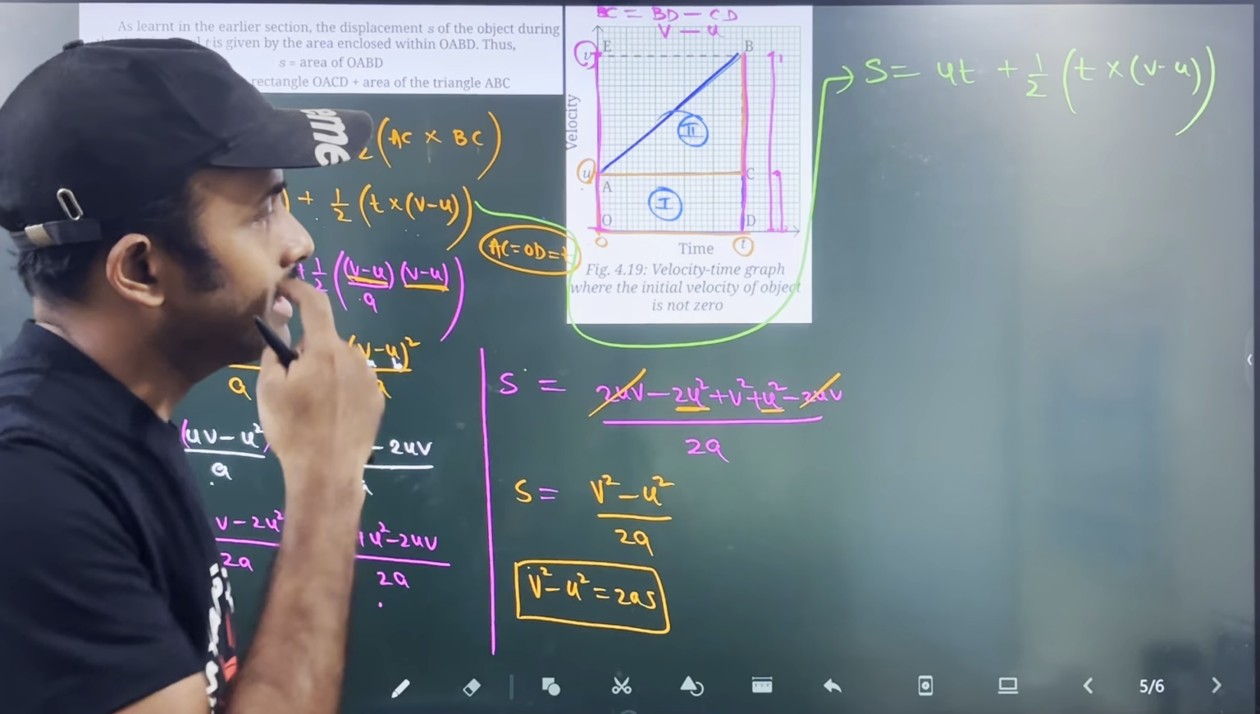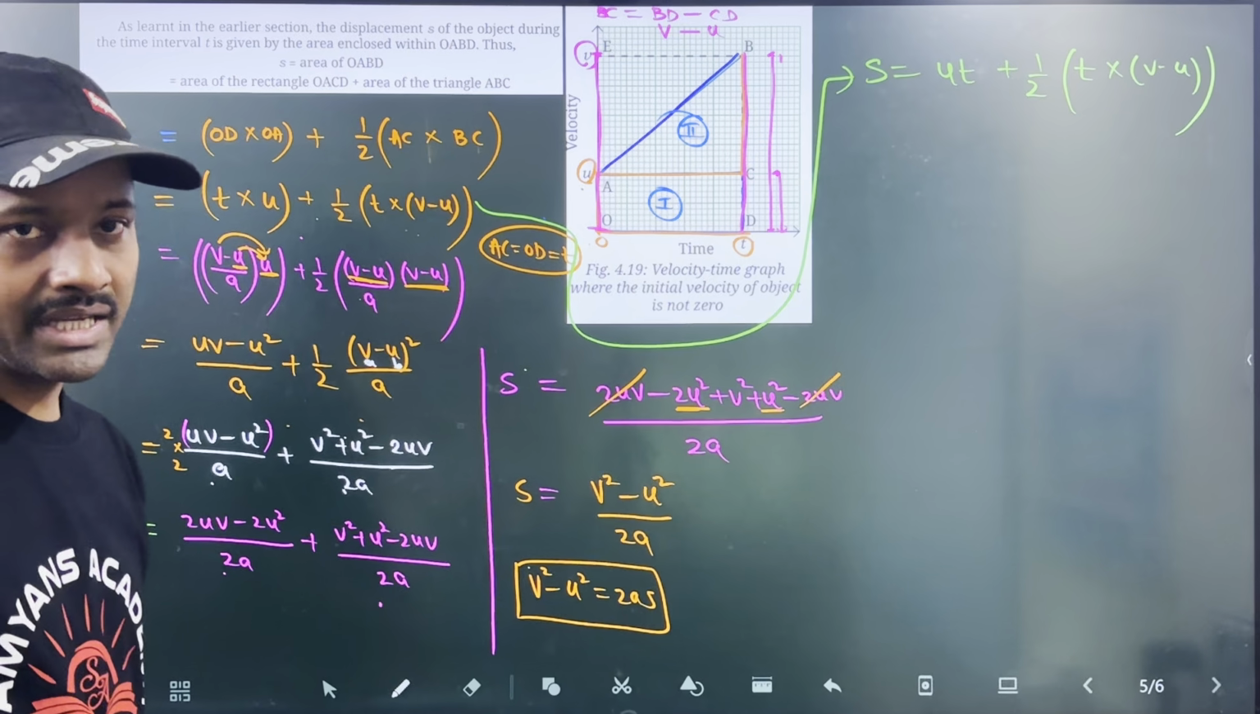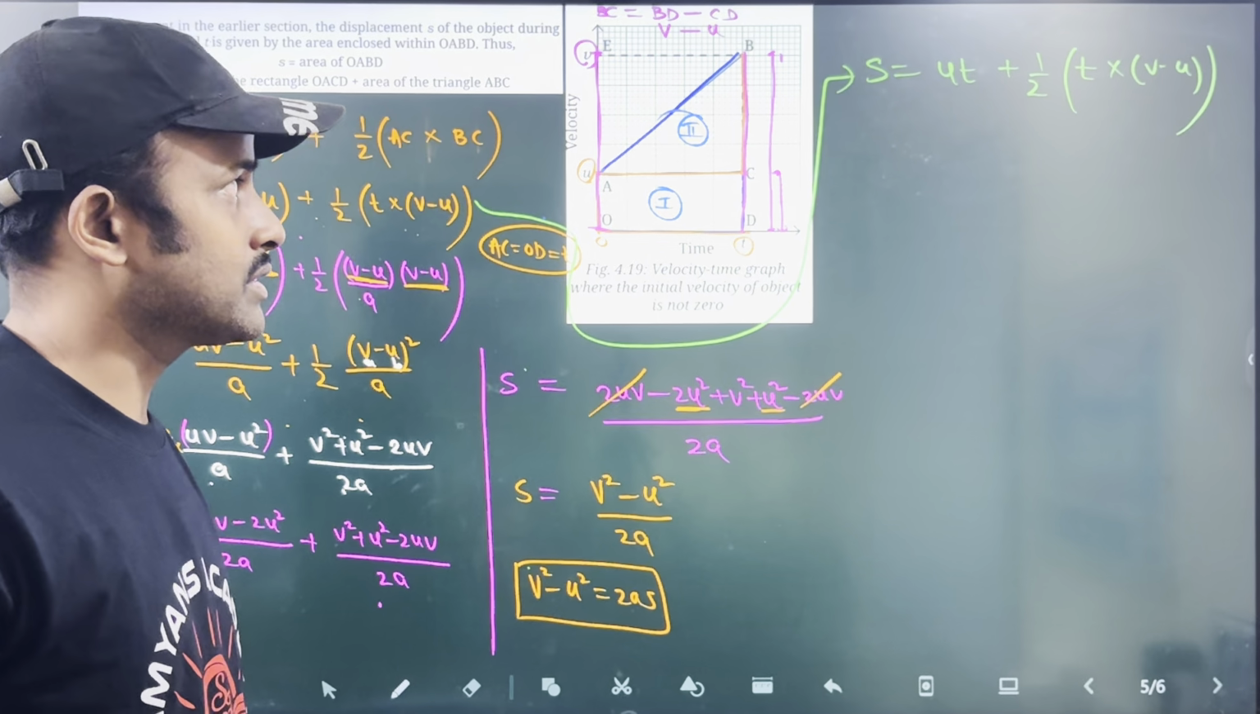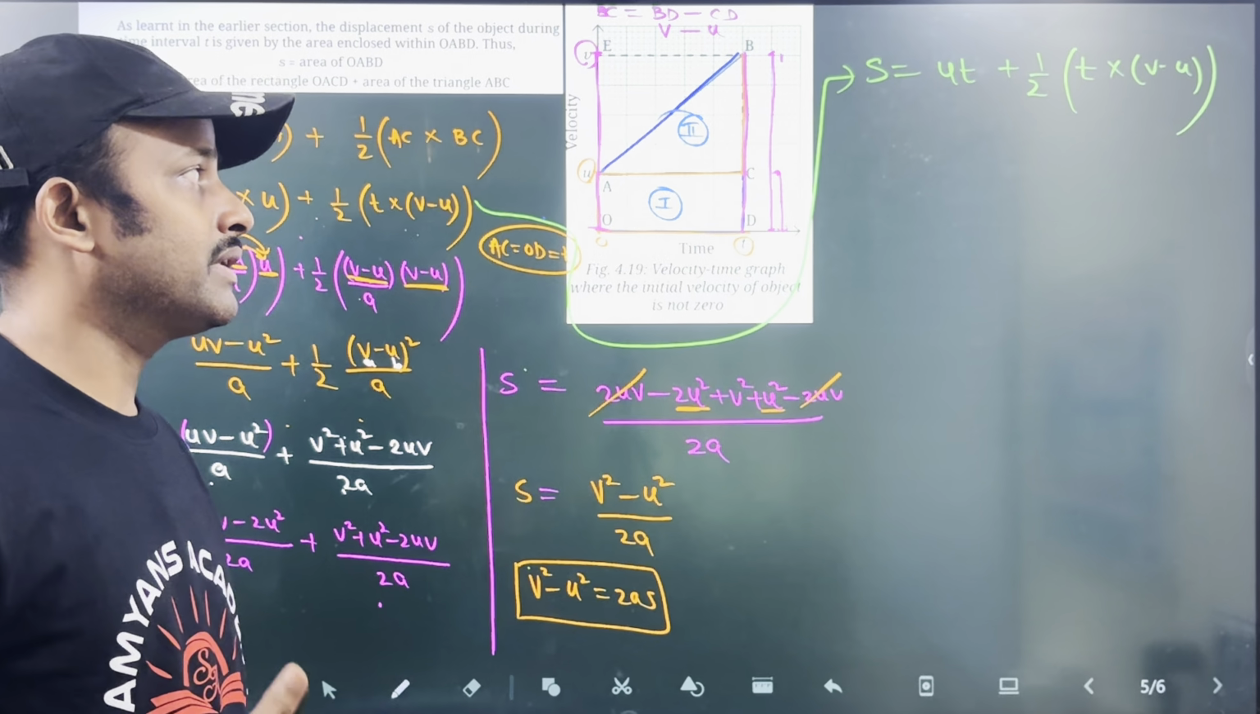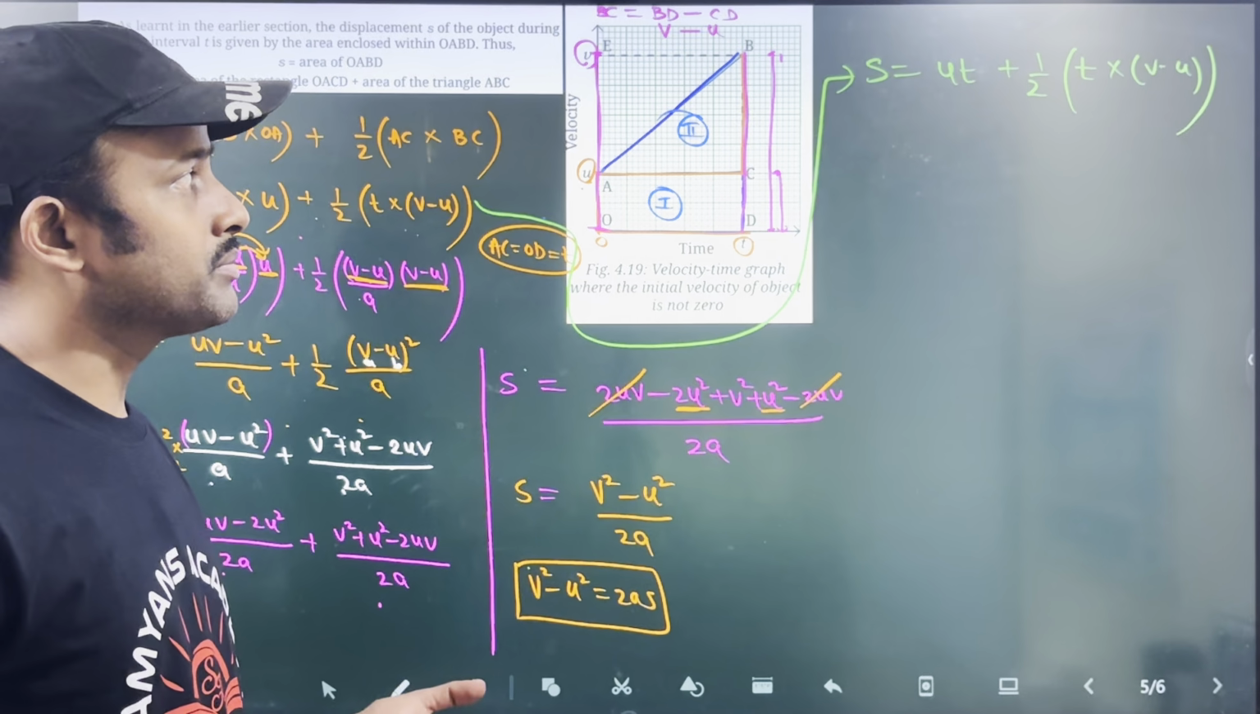Okay, so that means we want to change this into the second equation of motion. The second equation of motion is s equal to ut plus half a t square. There are no terms of v minus u.